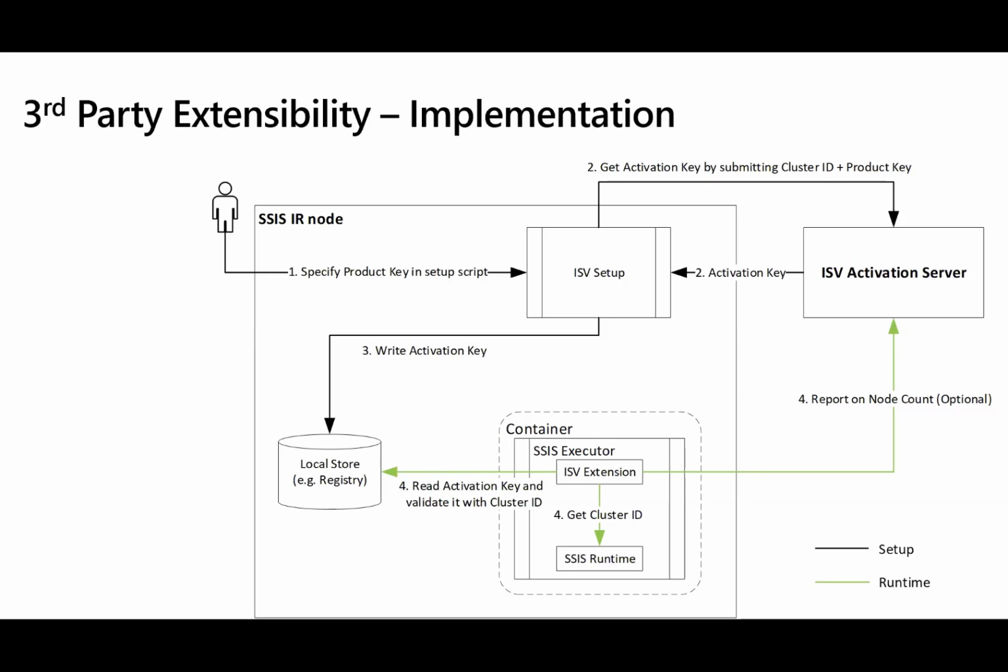And then when you run your package, if your package has this licensed component, the component itself will get a cluster ID from the SSIS runtime system variables, and then you compare that cluster ID and try to validate it against the local store or registry where you store the activation key. And that process is called license validation. So license binding and license validation can be done using this cluster ID and cluster node count, for example.